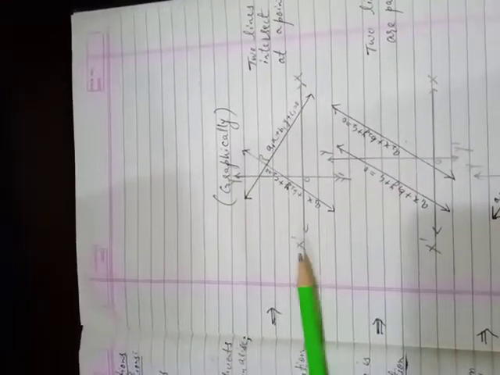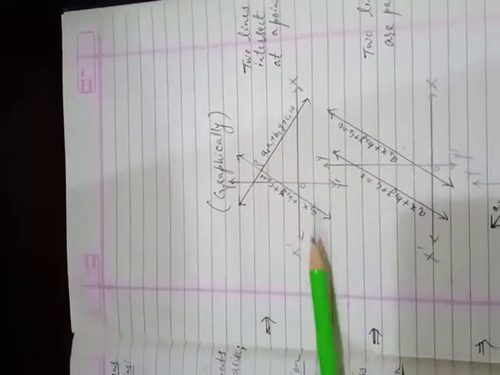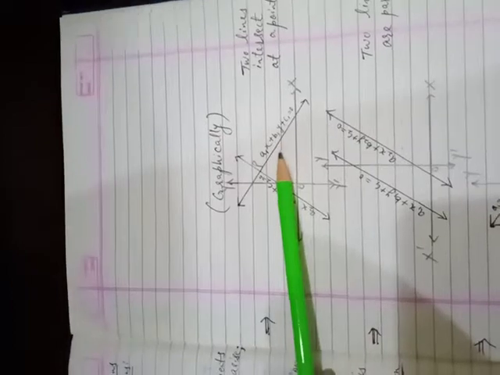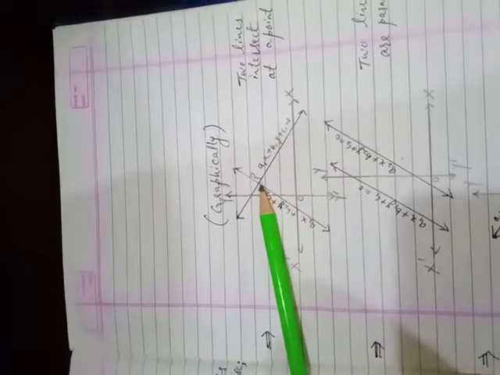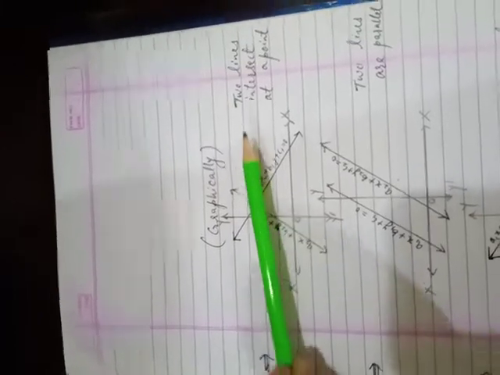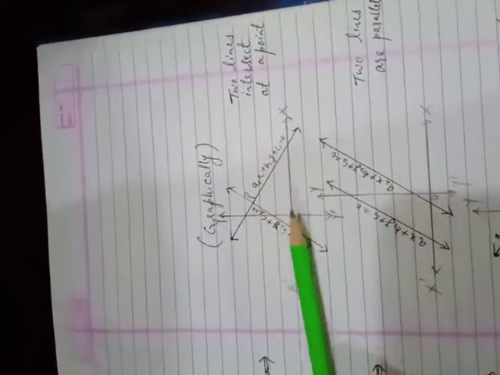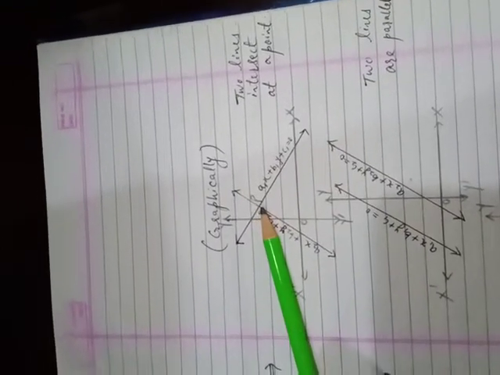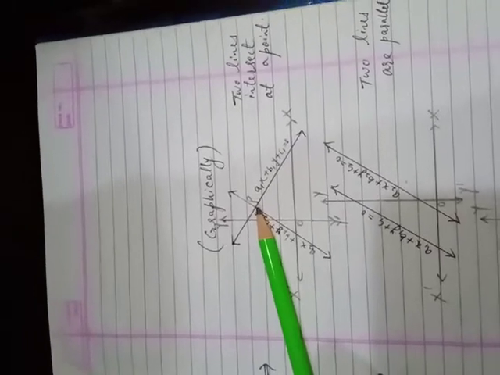Now let us see the graphical approach to it. If these are the two lines representing the pair of linear equations in two variables, you can see they are meeting at a point P. These two lines are intersecting at a point P. So the solution of this system of linear equations is given by the point P.